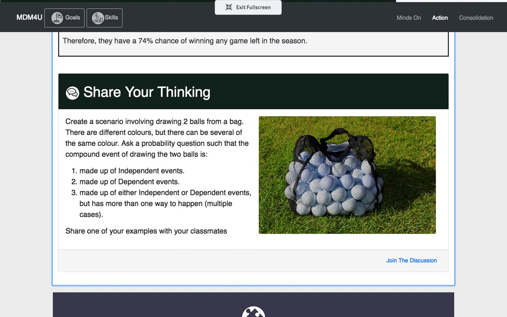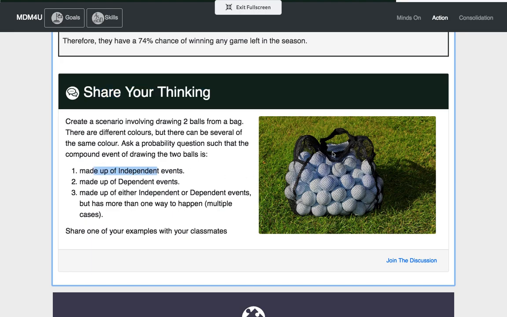So for the discussion, it says share your thinking. Create a scenario involving drawing 2 golf balls from a bag. There are different colors, but there can be several of the same color. Ask a probability question such that the compound event of drawing the 2 balls is made up of independent events.